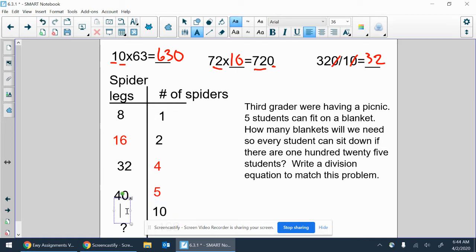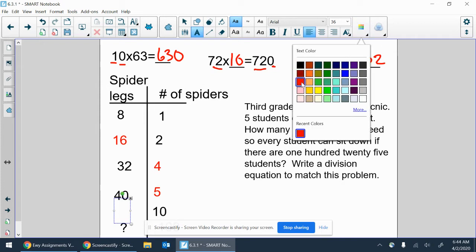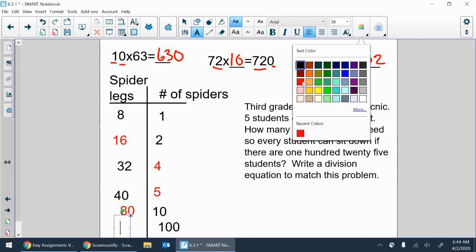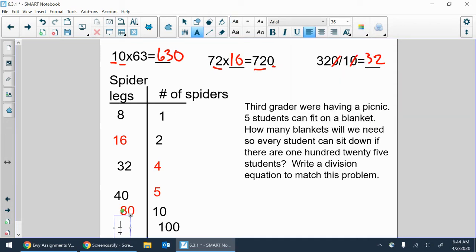And then here we have, if we had 10 spiders, each spider has 8 legs. That gives me 80 legs. 10 times 8. And our last one, if we had 100 spiders, which sounds like a nightmare to me. Woo, I hate spiders. But if we had 100 spiders, we would end up doing 8 times 100. So that would be 800 creepy crawly legs coming at us.